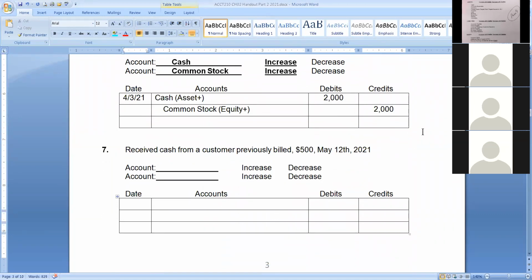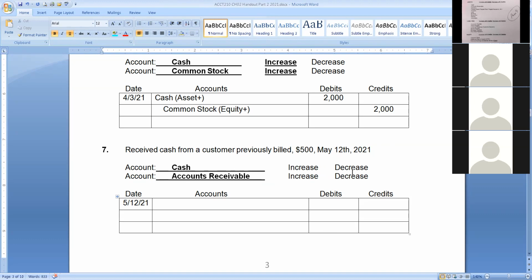Okay, this will be our last one tonight. Okay, so we have received cash from a customer previously billed. So one of the accounts is cash. And what's the other account? Payable. Close. Accounts receivable. Cash, is it going up or down? It's increasing. It's going up. Yep. And accounts receivable? It's going down. Yep.